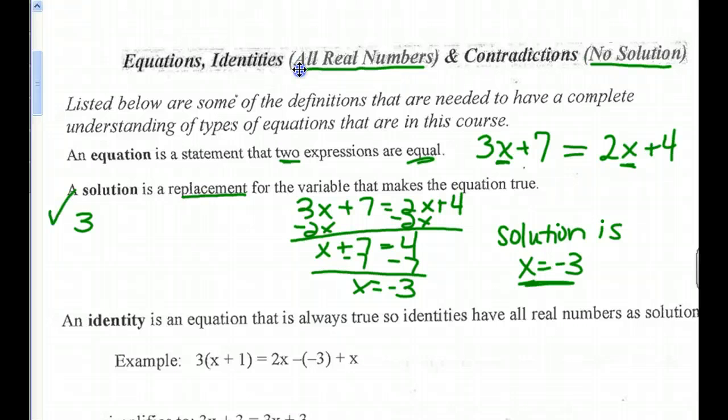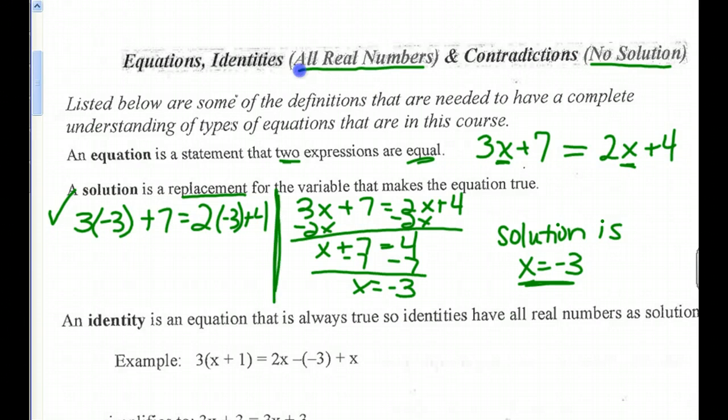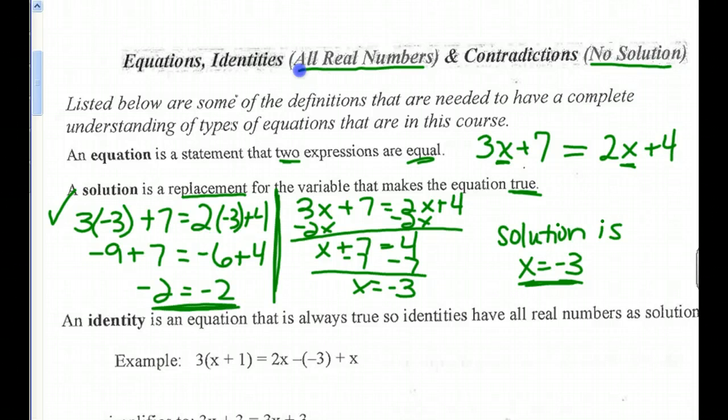So if we do our check over here, we do 3 times negative 3 plus 7 equals 2 times negative 3 plus 4. We're just substituting negative 3 in. I'm going to separate that. 3 times negative 3 is negative 9, plus 7. 2 times negative 3 is negative 6, plus 4. This is negative 2 equals negative 2. So this made that equation true. Negative 3 makes this equation true because when you check it out, it's negative 2 equals negative 2.